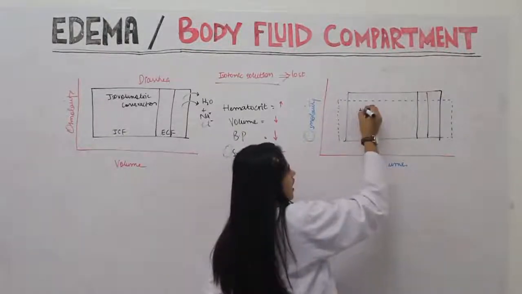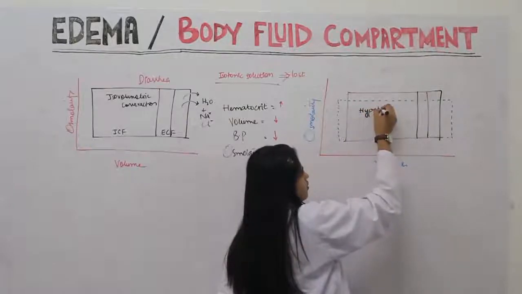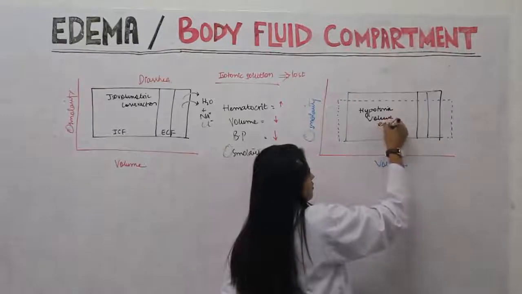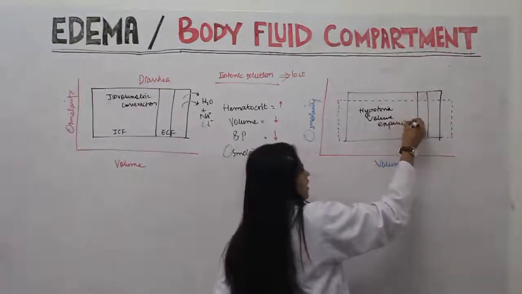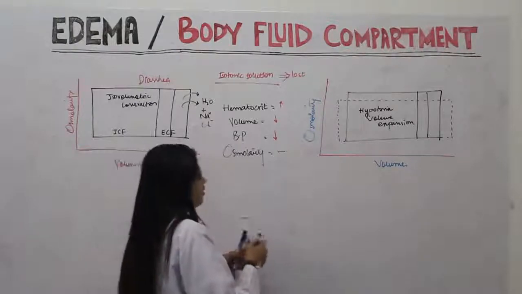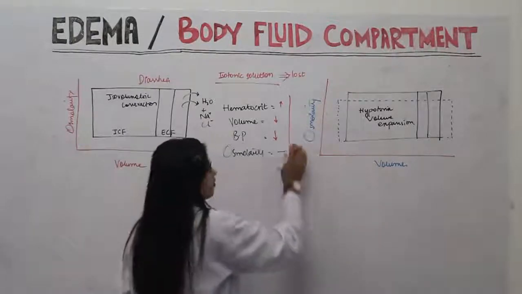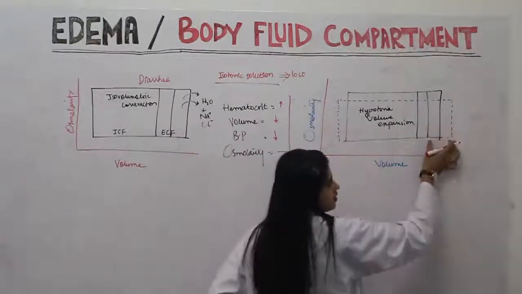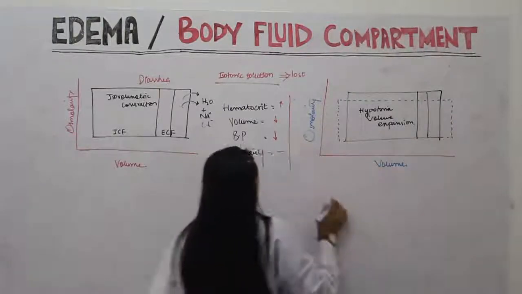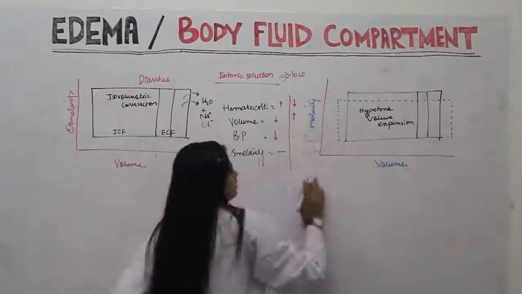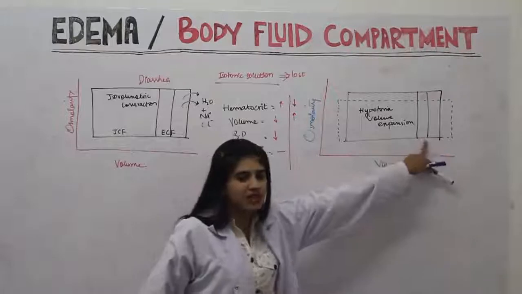It would be hypotonic volume expansion. And I want you people to tell me about this. Hematocrit is decreased or increased? The volume has been increased, so the hematocrit will decrease. And what about the volume? Increased. Volume has been increased.